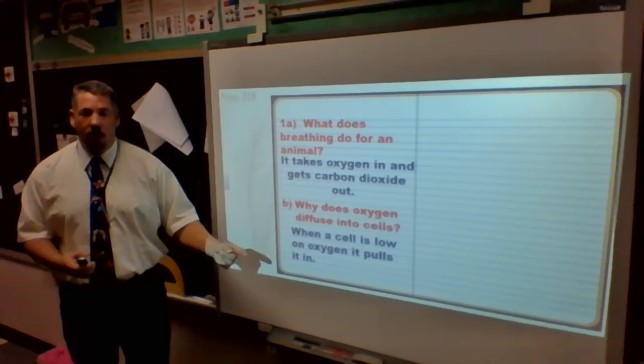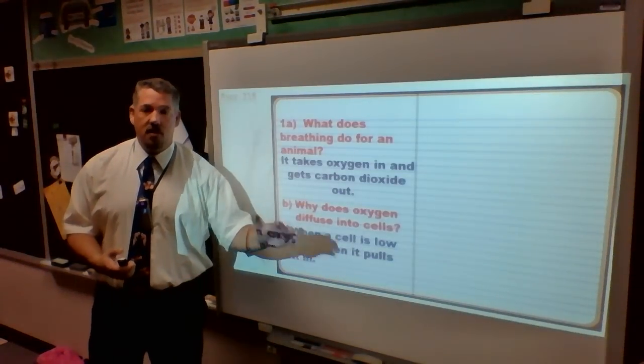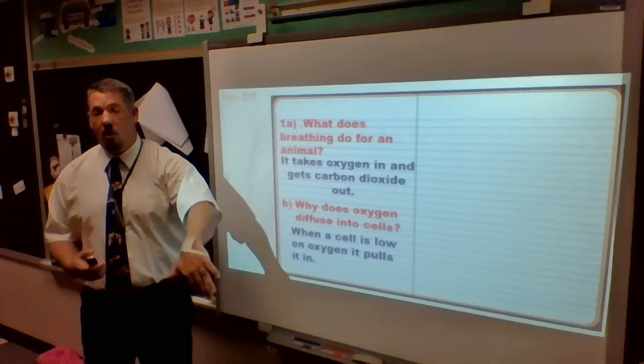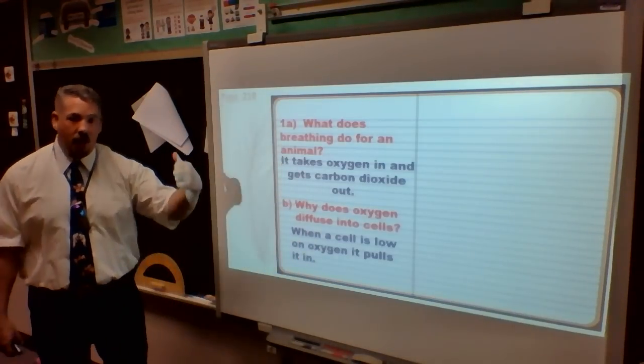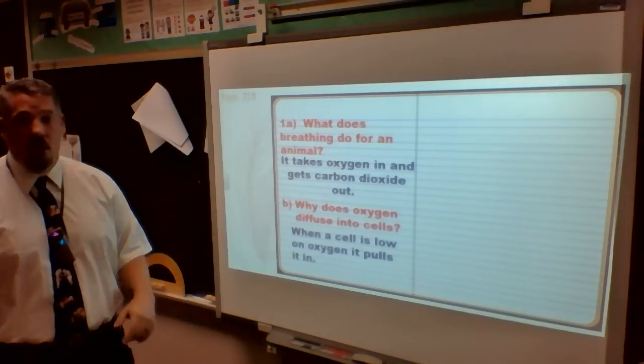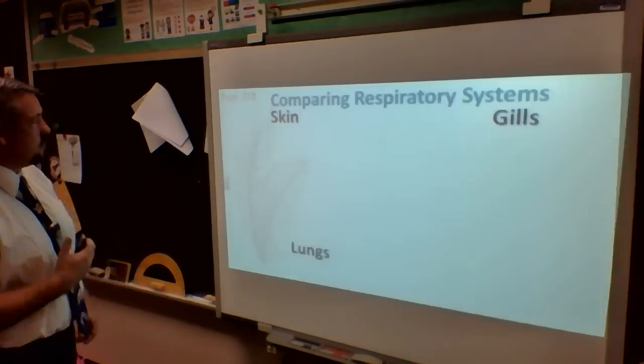Oxygen is the same way. There's not enough oxygen inside the cell, so it diffuses into it, because as it's using it, it changes it to carbon dioxide, and the carbon dioxide has to get out. Why does it diffuse? Because the cell is low in oxygen.